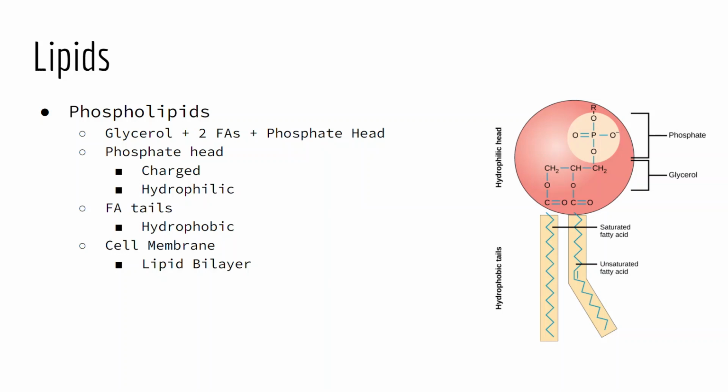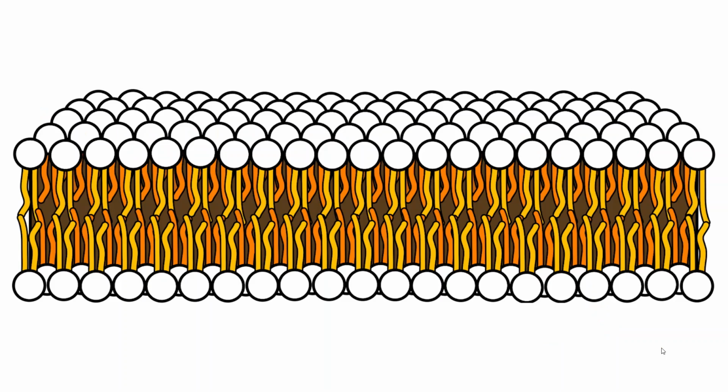The fatty acid tails are hydrophobic because they're not charged. Basically, half of the molecule is charged and the other half is not charged. We call these types of molecules amphipathic. And these are very, very special molecules, these phospholipids, because they make up your cell membrane in what we call the lipid bilayer. And here is an artist rendition of your lipid bilayer.